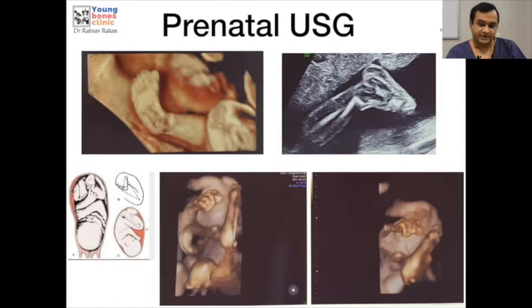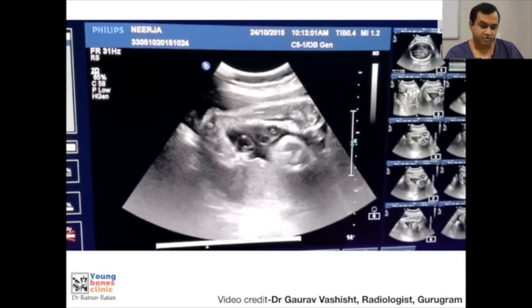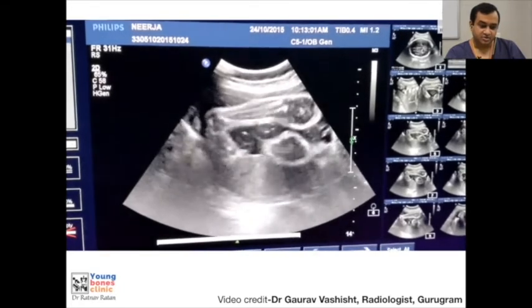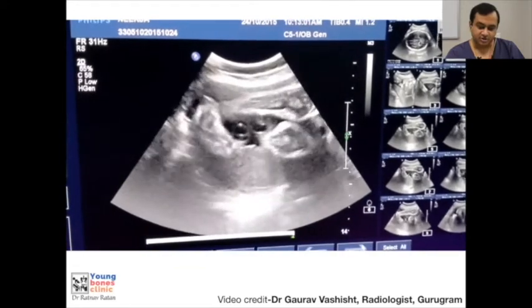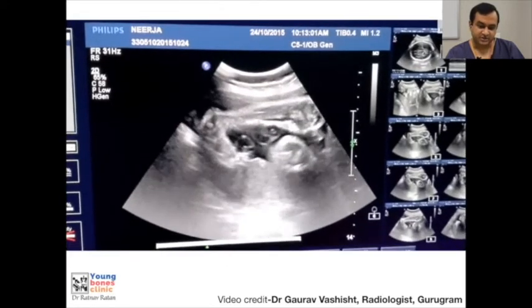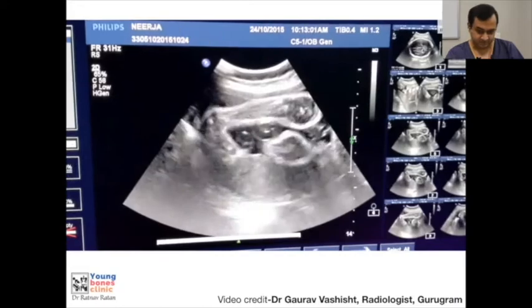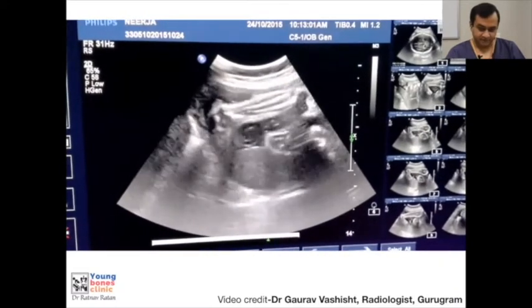This is the prenatal ultrasound. This is how the foot looks intrauterine if the ultrasound is done at around 20 weeks of age. As you can see, the deformity is noted, and the parents are usually aware of the deformity since the second trimester of pregnancy. This is how the real-time ultrasound looks.